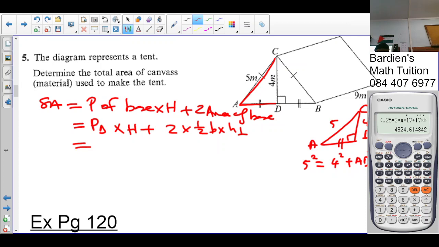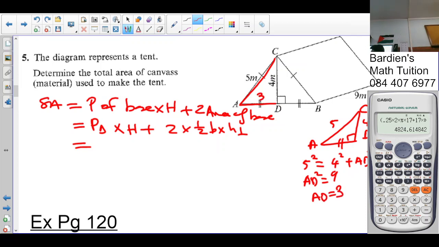Okay, so that's behind the calculator. For this part you don't have to state it, not so? When do we have to state it? When we're busy with geometry, or when they ask you to state with reason. 5 squared is 25, minus 16 is 9. AD squared is 9, so AD works out to be 3.